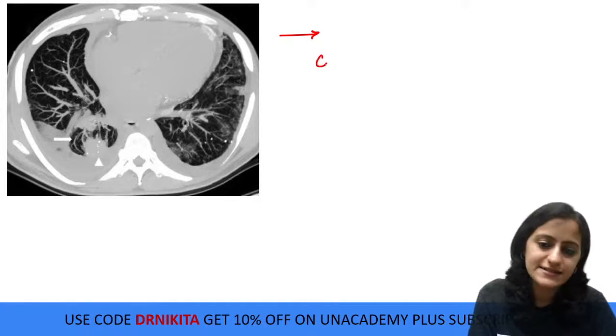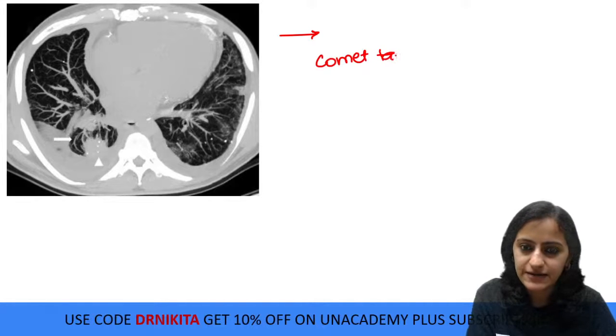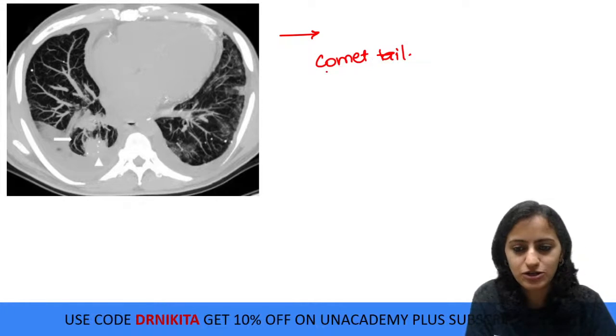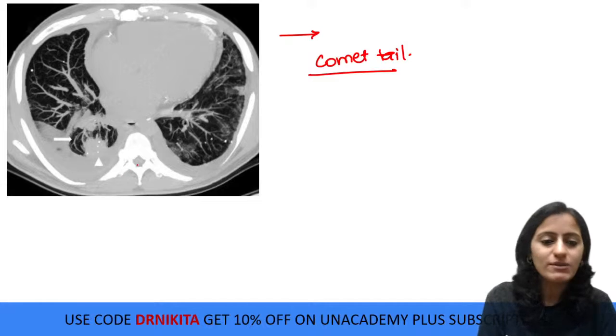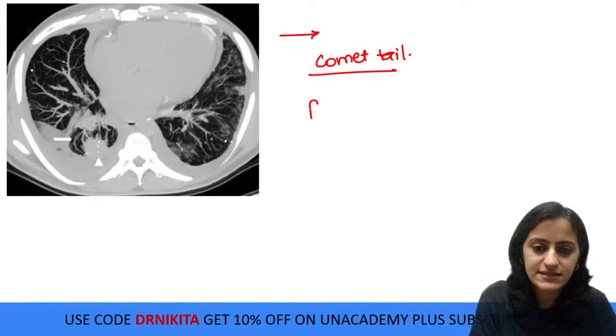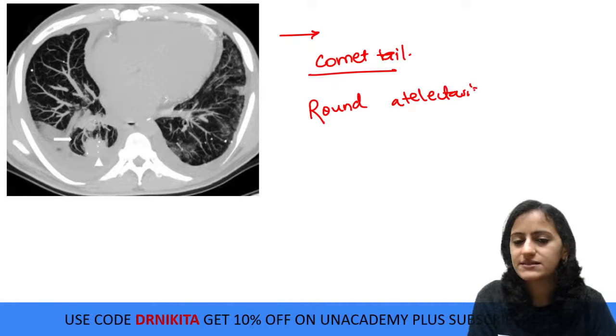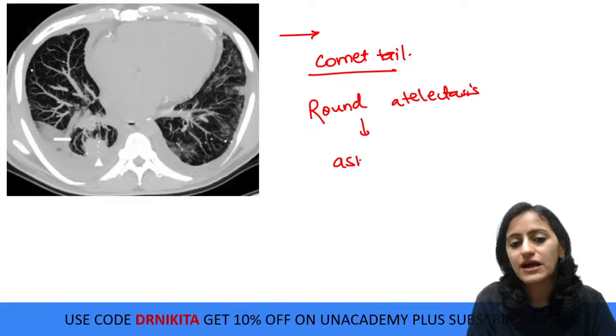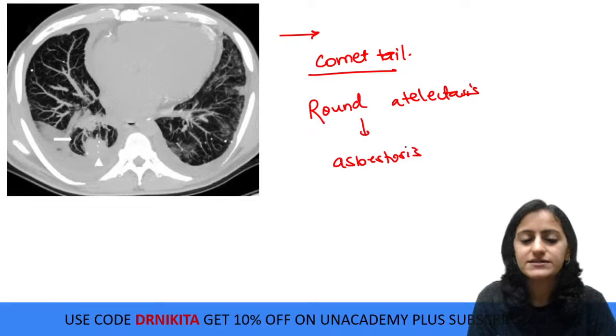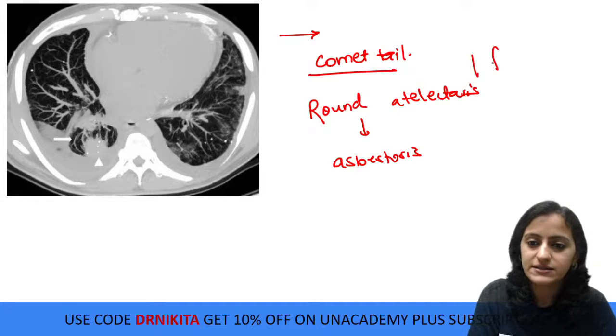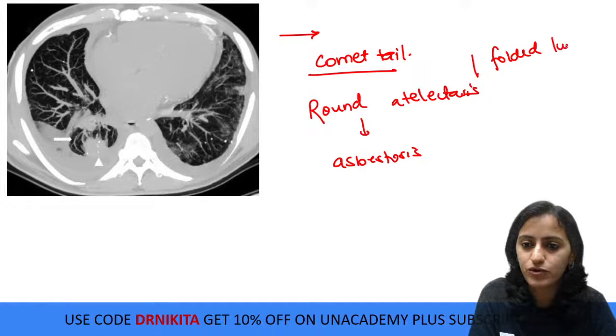Yes, that is your comet tail sign. Very good, Chandan. So comet tail sign is basically seen in your round atelectasis. We have discussed this in our classes as well, like your asbestosis. So it is also called as round atelectasis, also called as your folded lung.